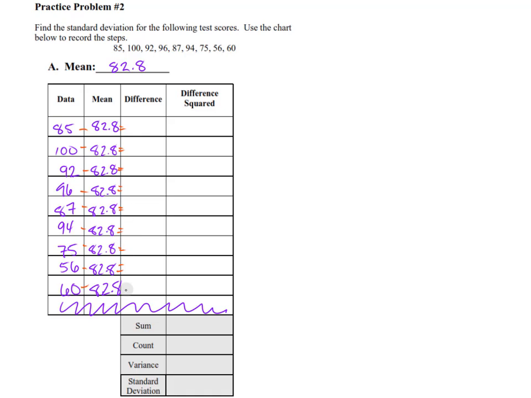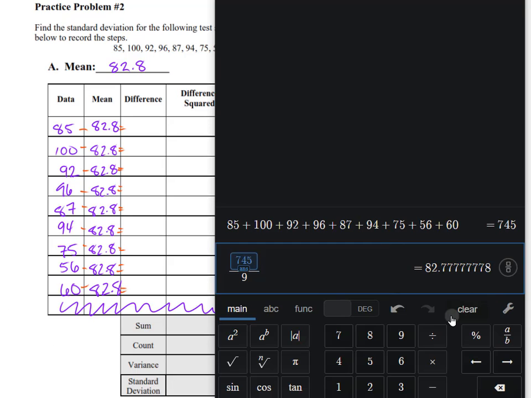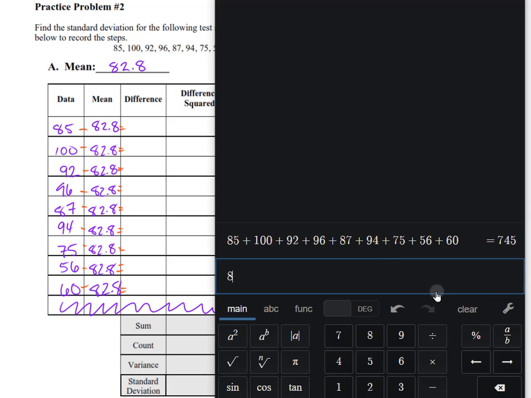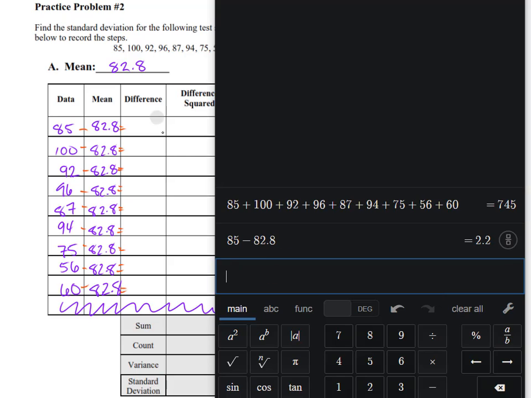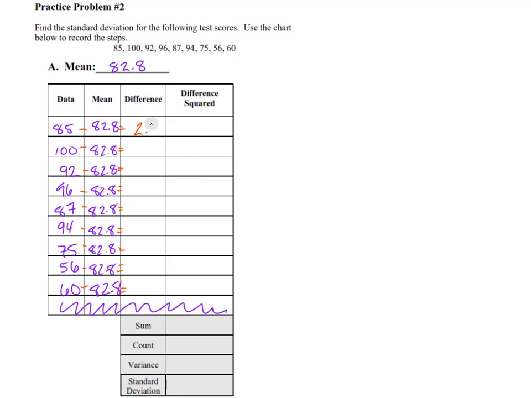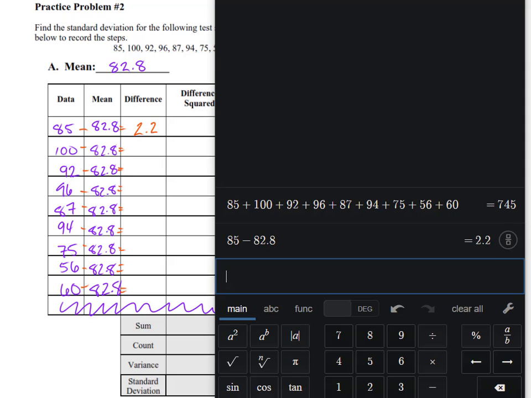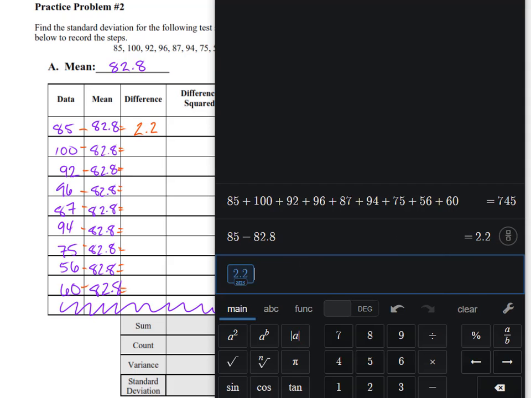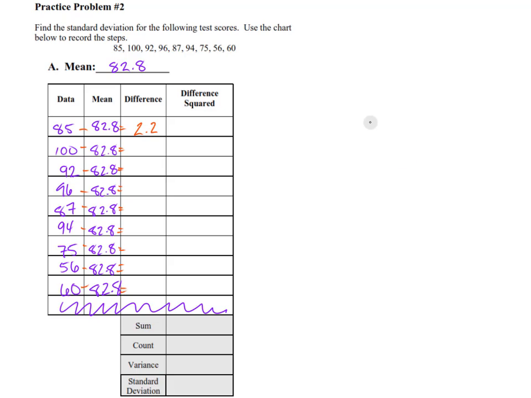So I'll do just a couple of these. They're all going to be different, so I don't want to waste too much time on the screen here. You'll want these in your notes, so if you need to, you can pause. But let's say, at least 1 or 2 here. 85, our data piece, minus 82.8. Okay, gives us 2.2 for the difference. And now we need to square that answer. So we can press answer squared. So it's taking 2.2 and squaring it. We get about 4.84.